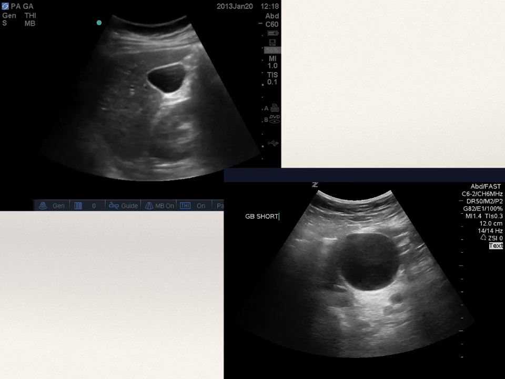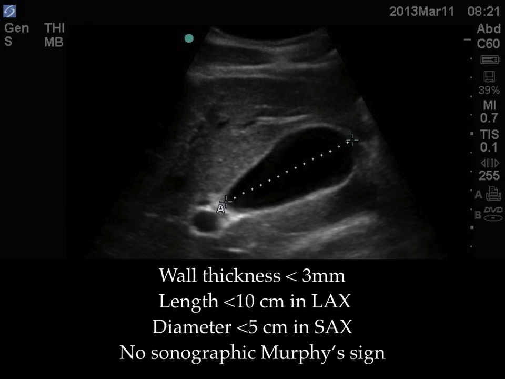Okay, just to go over those measurements again that we need for the gallbladder. Again, we want to sweep through the gallbladder in two planes, and to avoid measuring artifacts, we need to measure it certain ways. First of all, if we're measuring the wall thickness, it should be less than 3 millimeters, and we should be measuring it at its thinnest point. When we do measure it, we measure the anterior wall, and the reason for that is the posterior wall can sometimes look thicker than it is because of posterior acoustic enhancement.